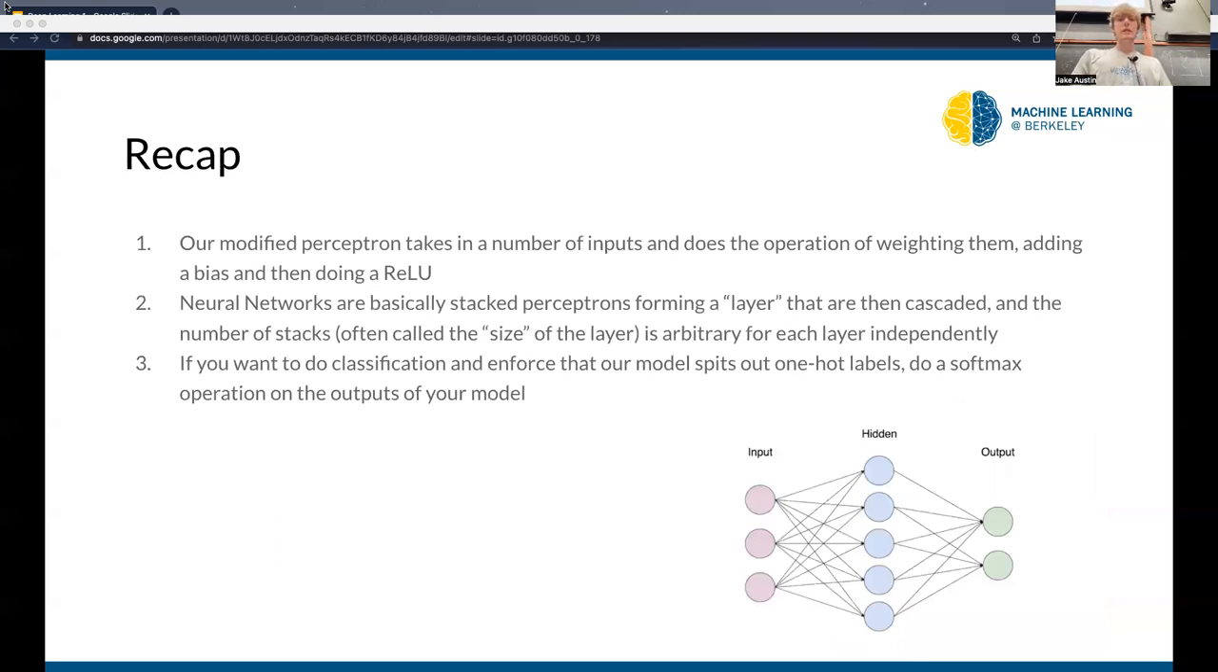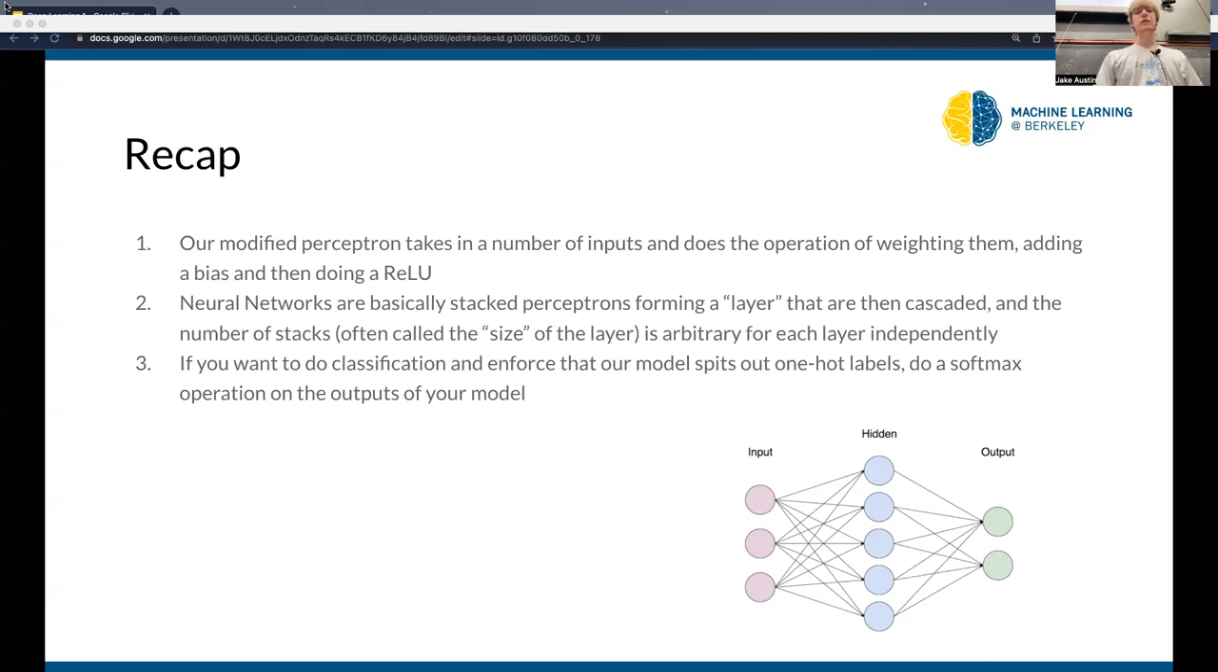So to recap, we took a whole bunch of perceptrons, which are just weighted inputs plus a bias, and we stacked a bunch of them up to create a layer, and we cascaded a ton of them. And that gives us this neural network. If you want to interpret the outputs of your neural network as probabilities of different classes, you're just going to stick on a softmax operation at the end of it. If you want to do classification, which we will talk about a good bit in this class.